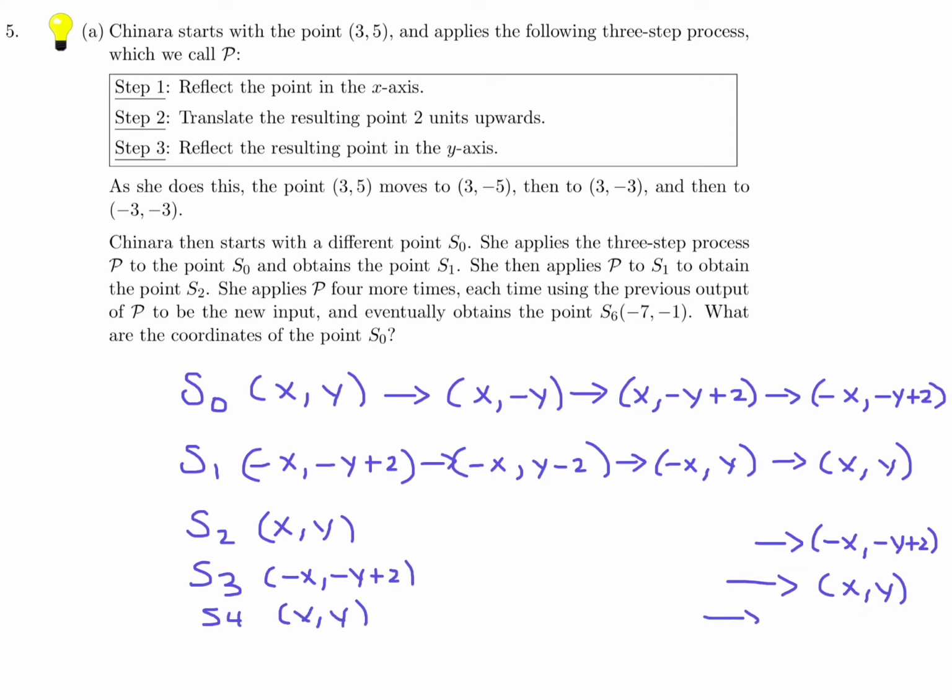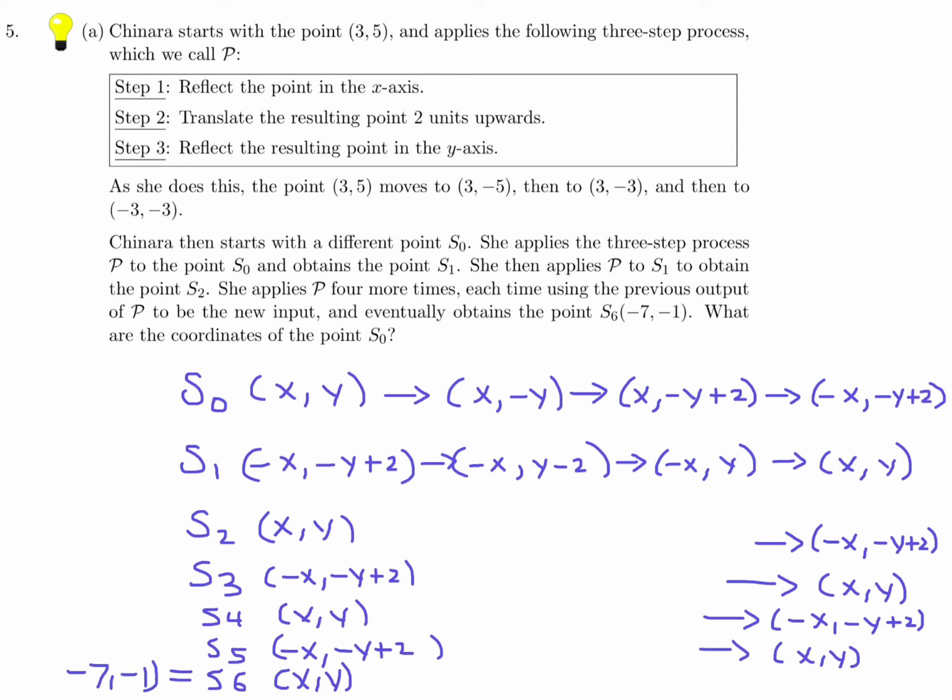And then when you go through this whole thing again, as you can see, it just keeps going back and forth between the same points. (-x, -y plus 2) will go to (x, y), and that basically is what S6 is. So they've given me S6, that's (-7, -1), and they're asking, what is S0? Well, S0 is the same as S6. So S0 is also (-7, -1).